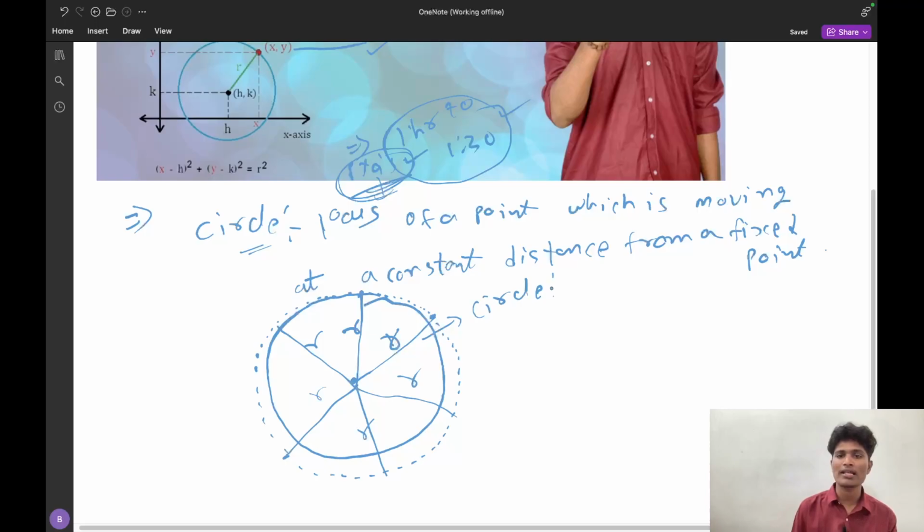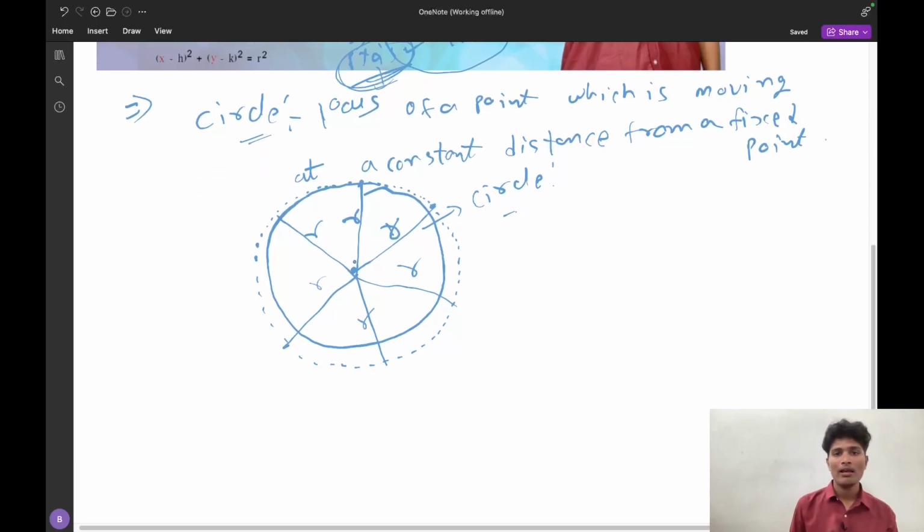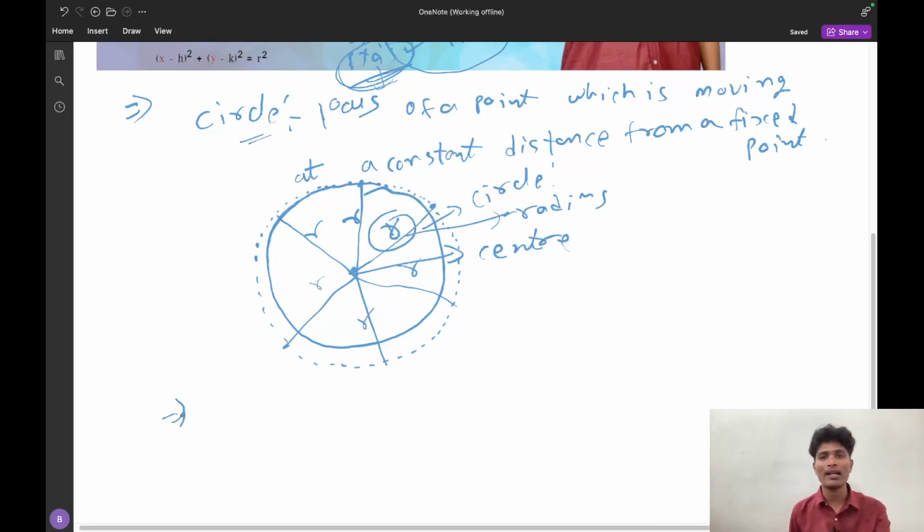So what is the definition of the circle? The definition is it is a locus of a point which is moving at a constant distance from a fixed point. So if suppose this is a point and this is a moving point, if I keep this distance constant and I move along, and the distance is not changing, the locus which you are getting is called a circle. And in a circle, the fixed point is called the center, and the distance which you are dealing with is called the radius.